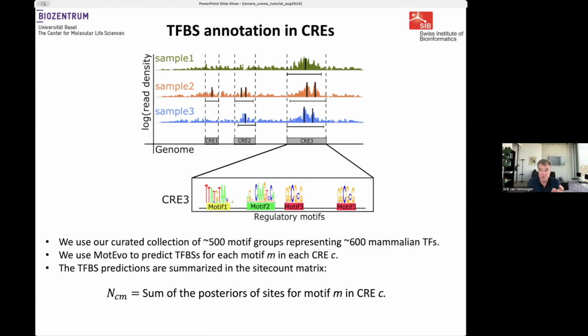In CREMA, we actually make binding site predictions specifically for each data set, because where we're going to find CREs in the genome is a function of the data set. And so where we predict binding sites is given by the data set. We only predict binding sites in the CREs of that data set. Okay? This is again summarized in a site count matrix, where now the rows are CREs and the columns are again the motifs. So we maybe have 100,000 rows and 500 columns, and the entries are the sum of the posterior of the number of binding sites for each motif in each CRE.